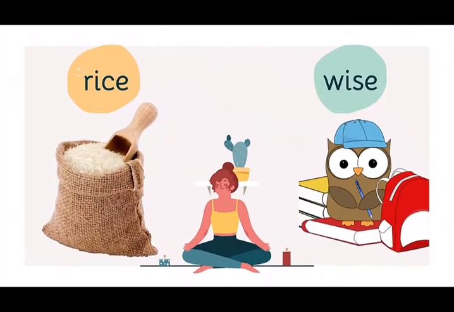So next I have rice and wise. So rice is what we eat. It's a type of food. This is the word rice. And wise means someone who knows, someone who has a lot of knowledge, someone who can give advice. We call him, he's a wise person, like this owl.